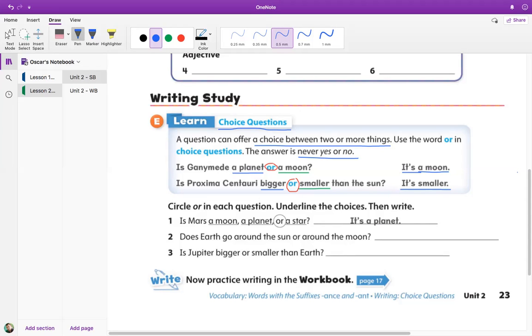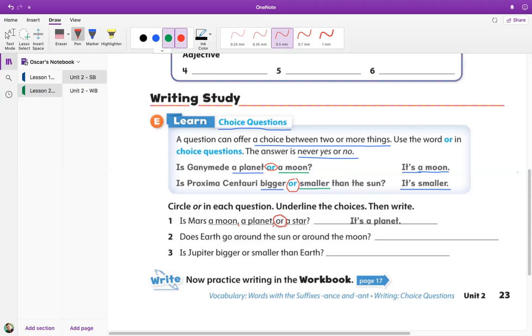So, is Mars a moon, a planet, or a star? As you can see, in this choice question, we have more than two choices. When we have more than two choices, we do not repeat the word or many times. We just use it before the last choice, as the book has done. To separate the other choices, they used a comma between a moon and a planet, and also another comma before the or.